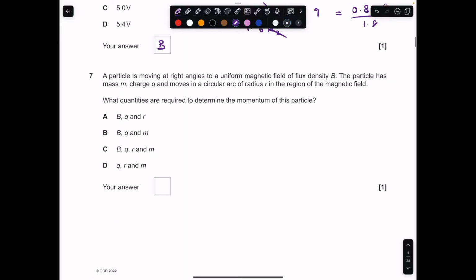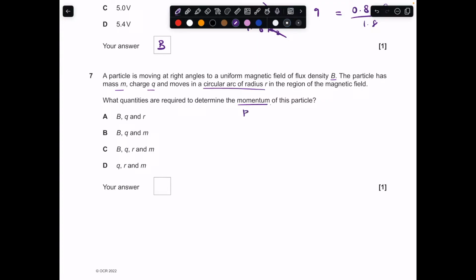Okay, for question number 7, we are given a particle moving at right angles to a uniform magnetic field of flux density B. The particle has mass m, charge q, and moves in a circular arc of radius r in the region of magnetic field. What quantities are required to determine the momentum of this particle?